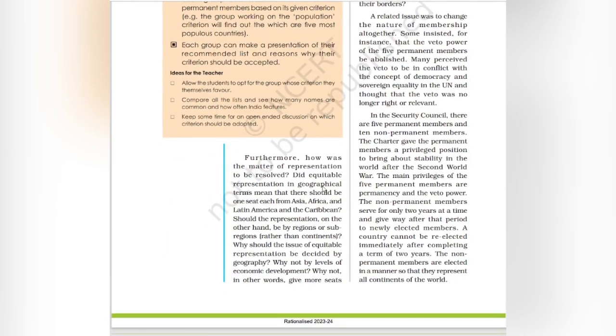Furthermore, how was the matter of representation to be resolved? So finally, how would this matter of representation be resolved? Like I just explained, the country trying to become a member of the Security Council must be properly representing the entire world, be it your geography, be it your culture. So that was again not clarified.